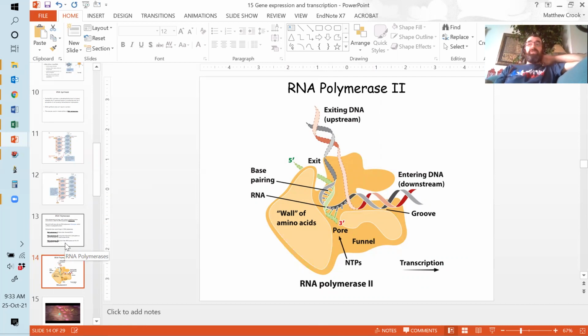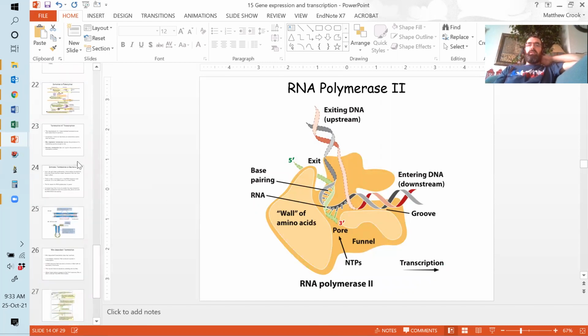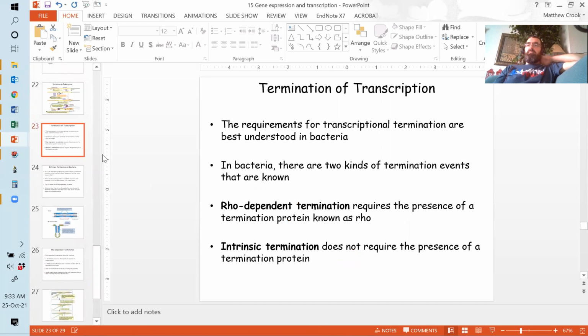But we also have to stop it at some point, right? Because this isn't free. And you don't want to be transcribing your entire chromosome or genome if you're a bacteria. So you have to stop this at some point. And there are at least 3 different ways of doing it, at least 2 in bacteria. And eukaryotes are, as you'd expect, more complex and less well defined, right?